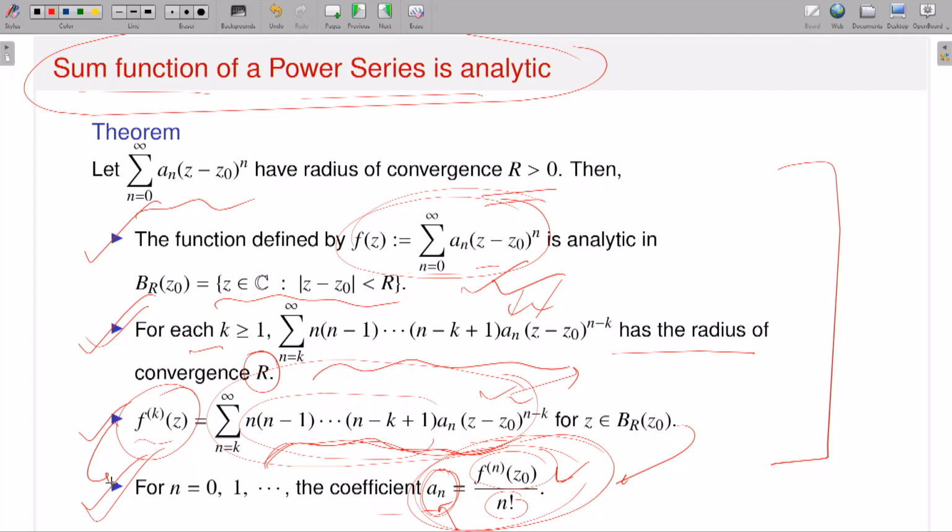So that means if I have a power series, the sum function will be analytic. Now Taylor's theorem says the converse. If I have an analytic function at some point, then it will have a power series expansion around that point. So Taylor's theorem is the converse of this theorem. Maybe I will discuss more on that later. That means if I have a power series, then the function is analytic, but the converse is Taylor's theorem.